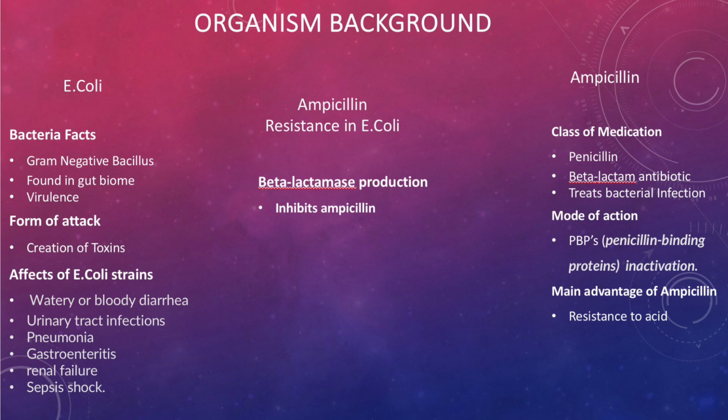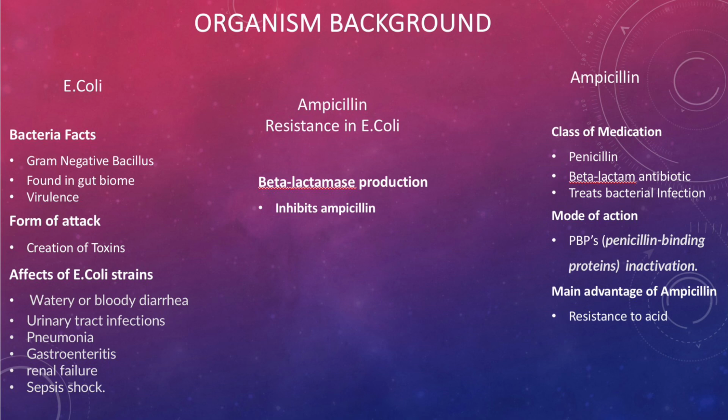Background on ampicillin is that it is a penicillin class of medication used to treat bacterial infections. It's also a beta-lactam antibiotic and is in the aminopenicillins. The mode of action for ampicillin is through PBPs, penicillin binding protein inactivation. PBPs maintain the cell wall, and without them, the cell wall goes through lysis and cell death. The main advantage of using ampicillin is that it's resistant to acids, meaning that it won't be broken down in your gut.